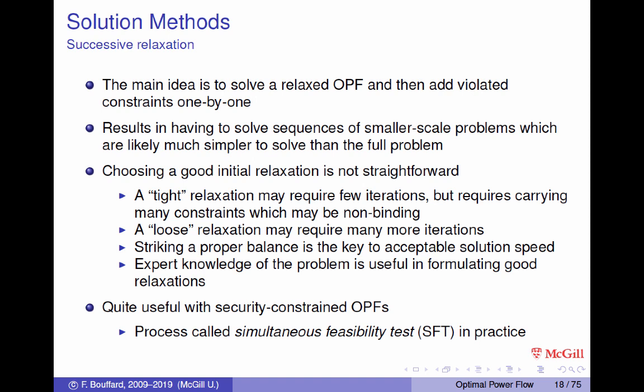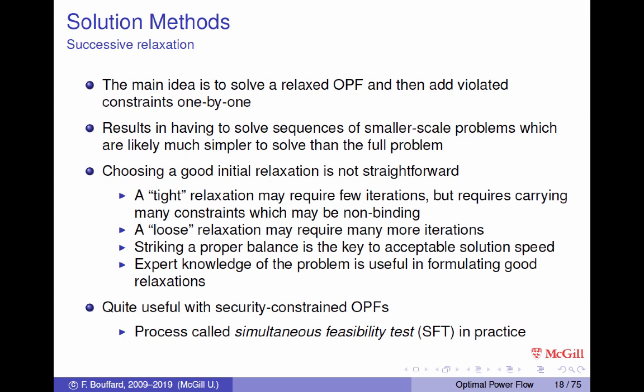On the other end, a relaxation which is too loose will require a lot more iterations. So as a planner, you need to strike the proper balance to get the solution speed you require. And knowing how your problem works and how its solution set is shaped will give you a lot of information about how to find the right relaxation, in this case for security constraint optimal power flow.